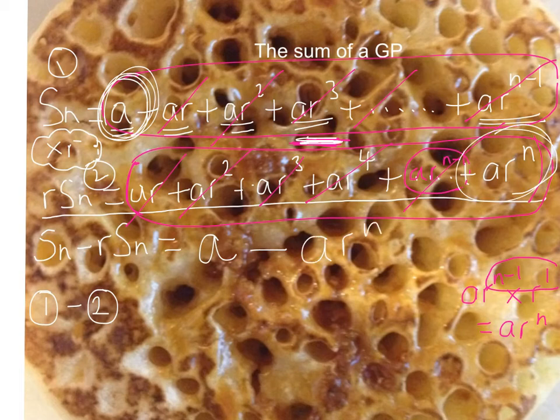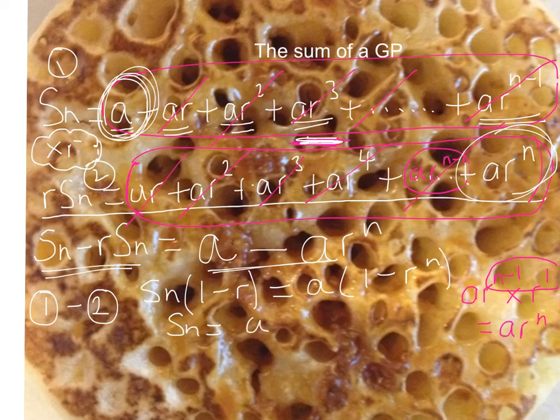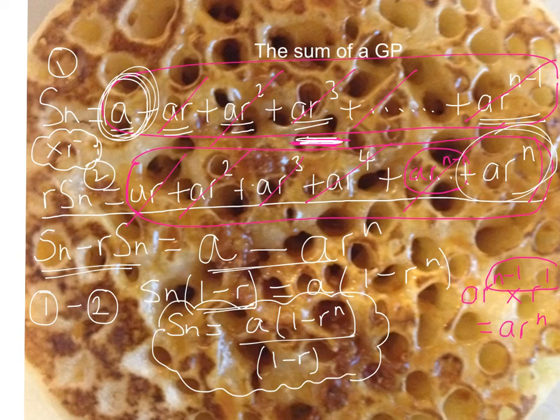Okay, let's have now a little think. I'm going to take this side and factorise out a sum. So Sn, so this is going 1 minus R. Okay, and then in this side I'm going to factorise out an A. So we're getting 1 minus R to the n. And then I'm going to go, the sum is A bracket 1 minus R to the n over, and I'm going to divide by this, 1 minus R. And that is the proof of the sum of a GP. And I'm afraid you just need to learn it off by heart.